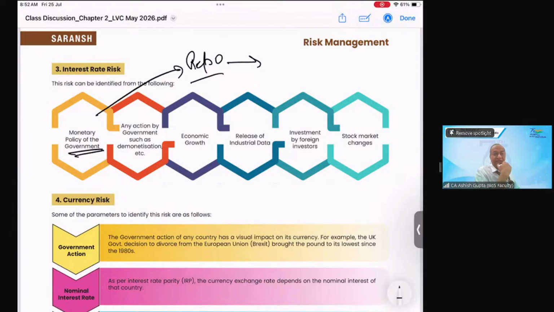Especially in the case of a floating rate. Generally, as I told you, in any lending and borrowing, the benchmark rate is the repo rate. Plus or minus, generally plus, we make some basis point addition.